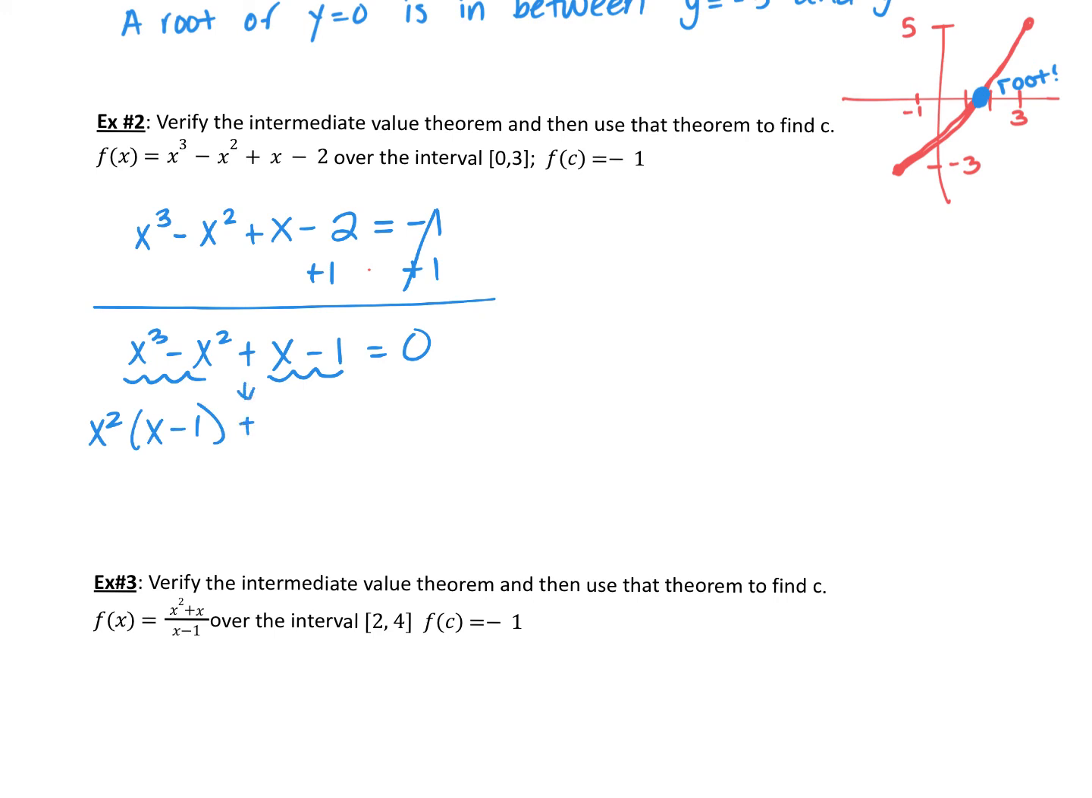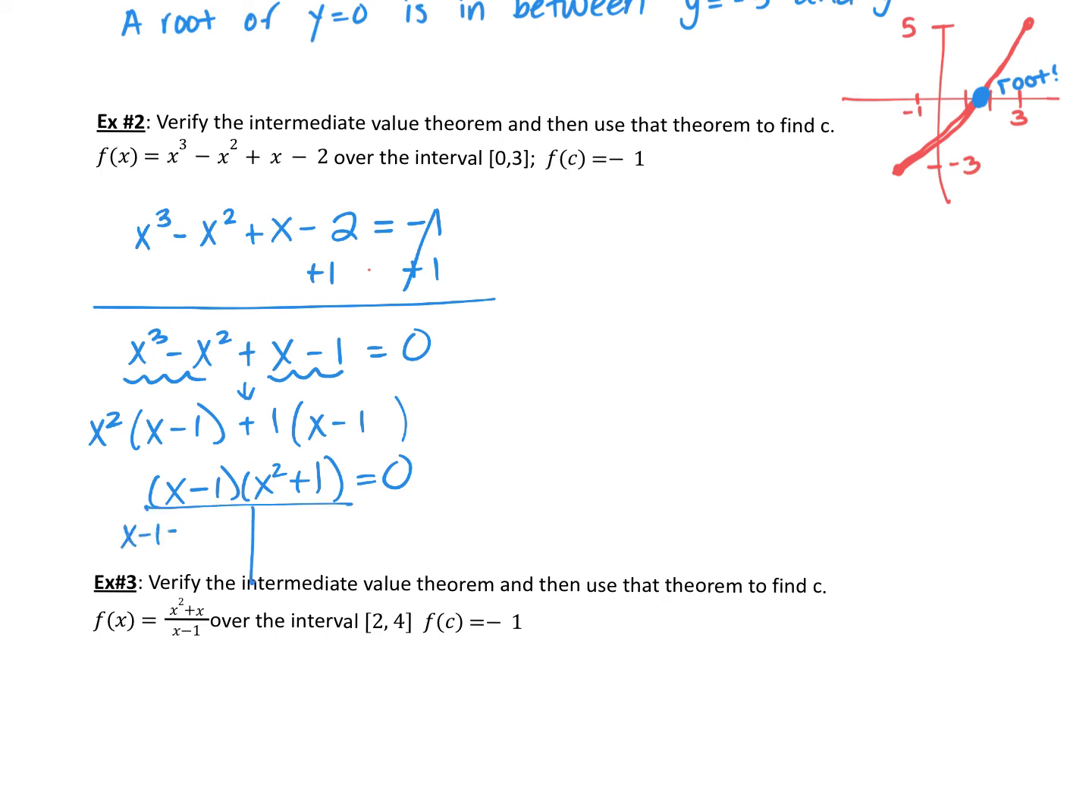Bring down the sign in the middle. The GCF of the next two terms is just 1, so I'm left with x minus 1. And I have another x minus 1 in common, and x squared plus 1 equals 0. And all we have to do is do a t-chart to solve.